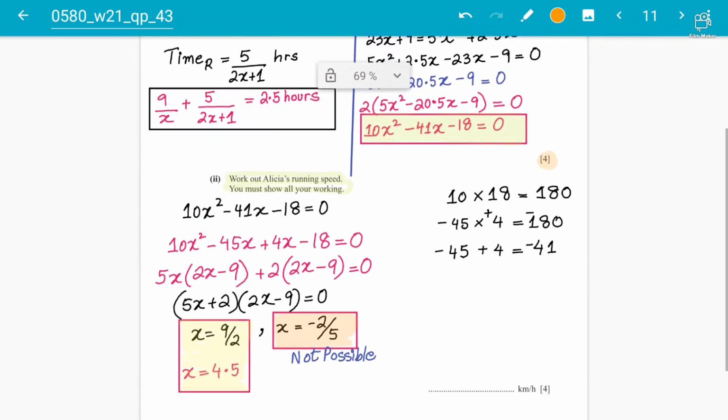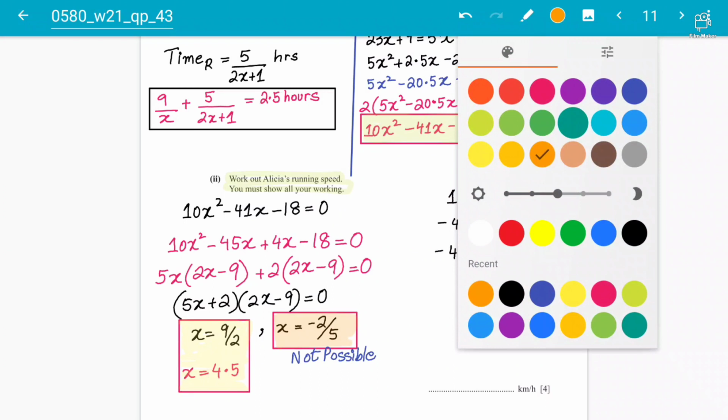Now if you write the answer as 4.5, that is wrong, students. Why, sir? Because you already have got the x value. That's why reading the question is important. That's why you need to focus on the question a lot in the exam.